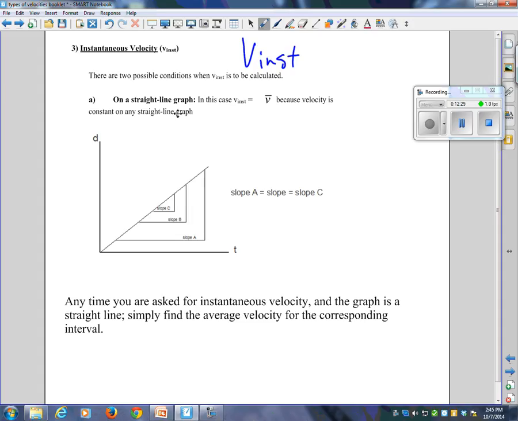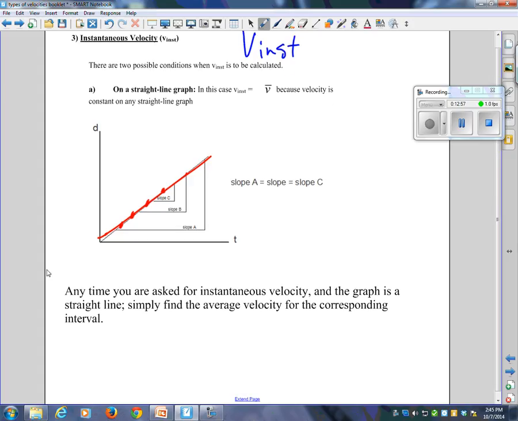One, it could be a straight line graph, in which case you smile because it's going to be easy. Because the instantaneous velocity there is the same as there, is the same as there, and there, and there. You just find the slope. There's nothing to it. Anytime you're asked for instantaneous velocity and the graph is a straight line, simply find the average velocity for the corresponding interval. Just find the slope, in other words. They're all the same.